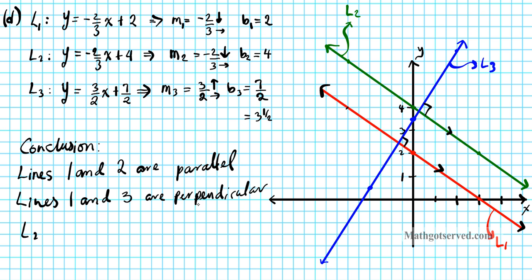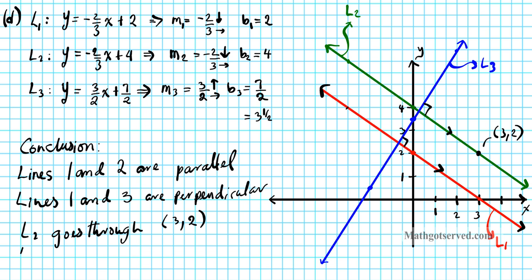L2 was supposed to go through the point 3, 2, right? But is that the case? Where is 3, 2? Let's see if L2 goes through 3, 2. So 3, this is 1, 2, 3, and then go up 1, 2. This is 3, 2. L2 goes through 3, 2. It's a requirement. If it didn't go through 3, 2, that means our graph is wrong.